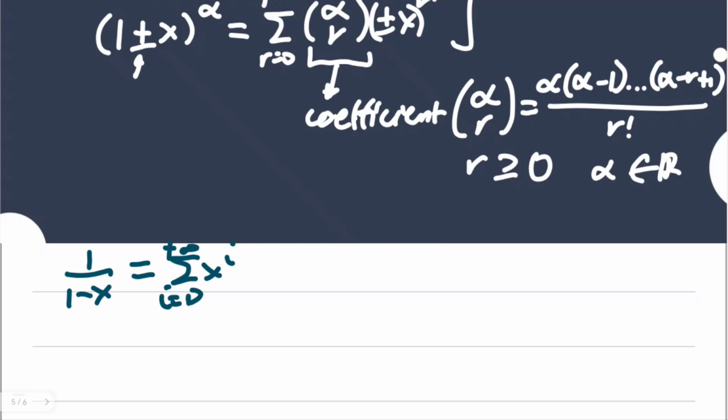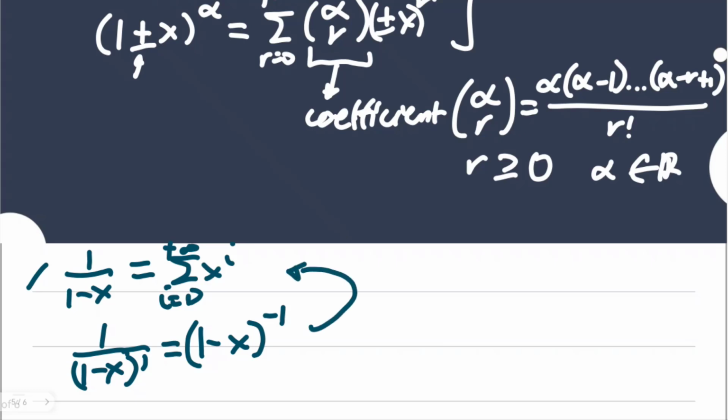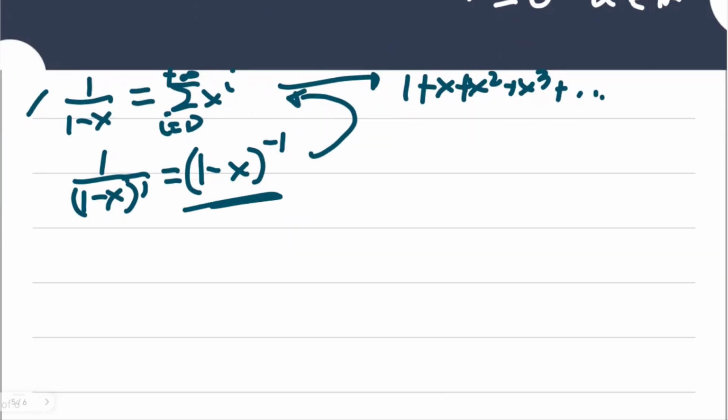Now, looking at 1 over 1 minus x, by the power law, this could be written as the binomial expression 1 minus x raised to negative 1. This is the other form of the notation, which is still equal to the summation of x to the i, so it should also result in 1 plus x plus x squared plus x cubed as the expansion. Let's show that it equals this using the generalized binomial expansion.